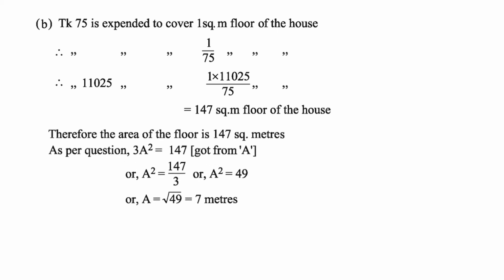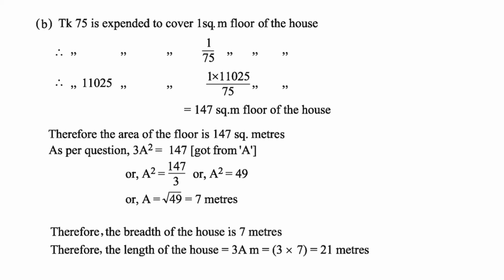Okay, so therefore the area of the floor is 147 square meters, and as per the question, 3a square is 147. That is why a equals 7 meters. And keep this in mind, a is not your length but your breadth, and your length is 3a. That means 3 times 7 is actually 21 meters. This is how you calculate the length and breadth of the rectangular house.